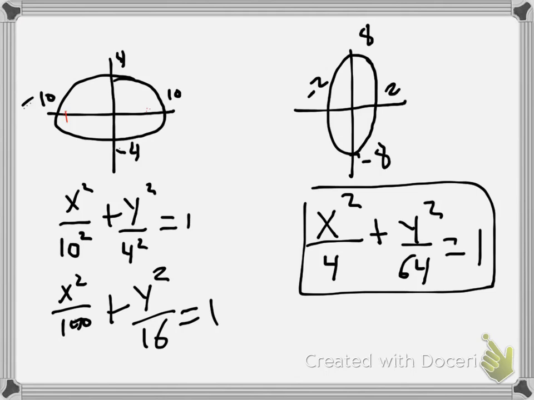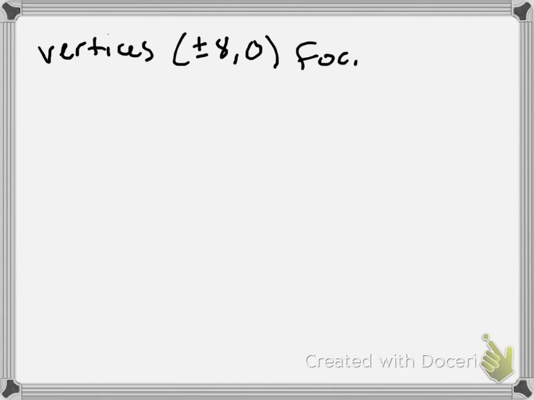So now let's try to look at a couple examples where we're given some information and we have to try to write our standard form. Alright, so we're going to write the standard form of an ellipse that's going to have vertices at positive, -8, 0, and it's going to have foci at positive, -5, 0. So remember, the first thing you have to do is figure out if you have a major on your x-axis or your y-axis.